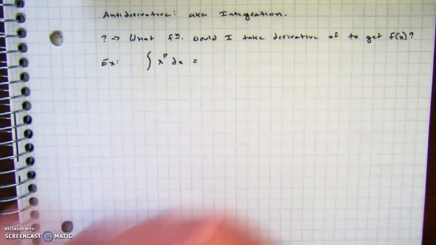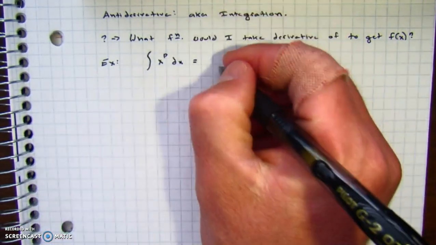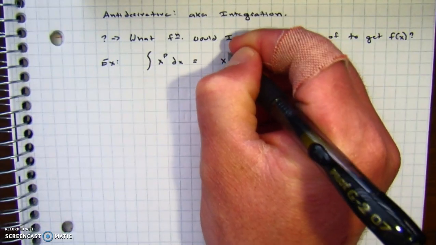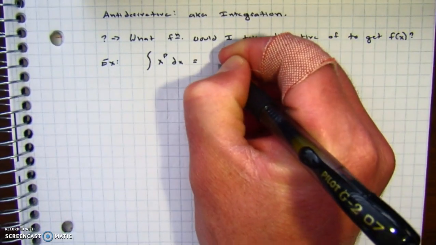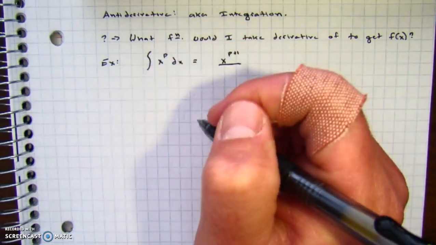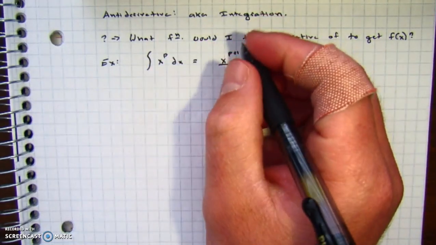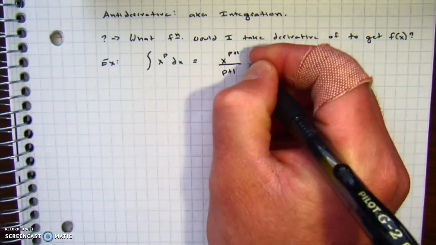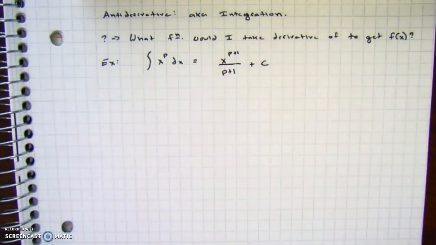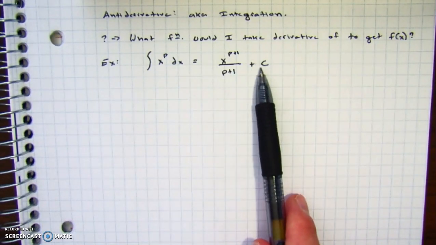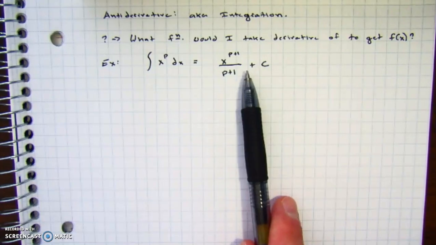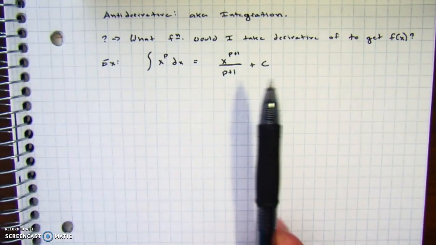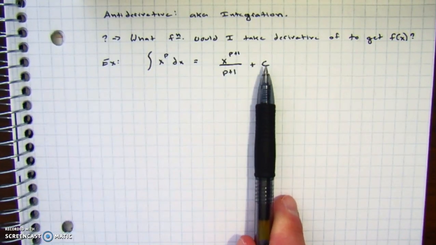So if we do that, then all that we have is you're going to take your x, take the exponent and add 1, and then you're going to divide it by this p plus 1. And then last but not least, anytime you integrate, you're always going to have to add this plus c. And what this plus c does is it says there's some constant here.